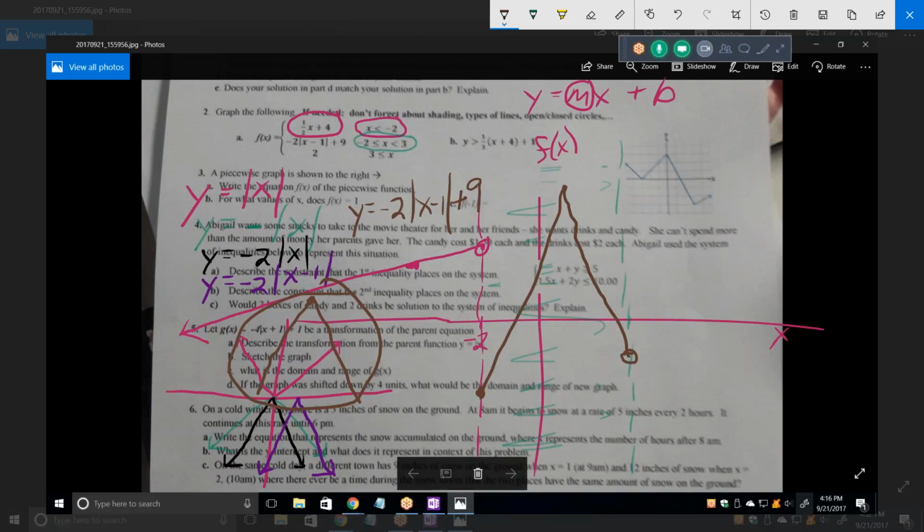The reason it doesn't go all the way down is because I don't have equal space to the left and to the right of the vertex. Now, I'm going to label that. That should be 1, 9. Let's test it. Plug in 1 into that equation right there for x. What do you get for f of x?